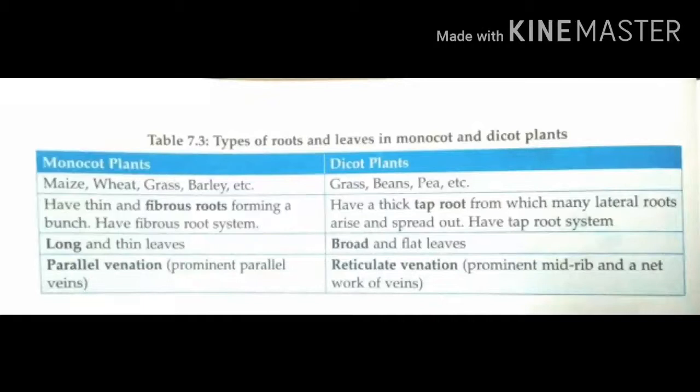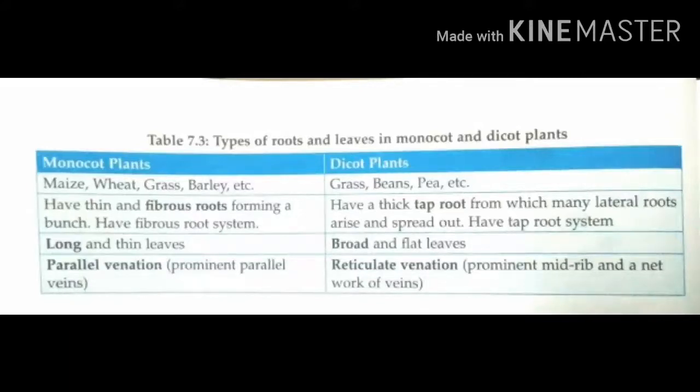If a plant is grown from a monocotyledon seed, it has parallel venation and fibrous roots. By the seed we can tell the root system and the venation in the leaf. Monocotyledon means it has a fibrous root and parallel venation.